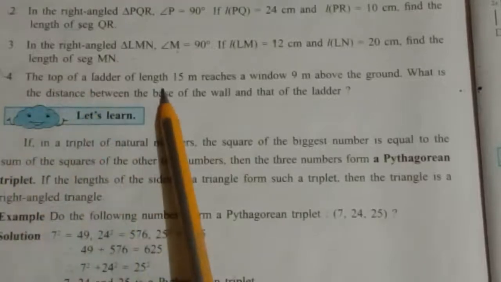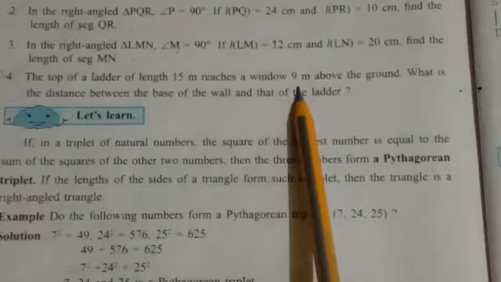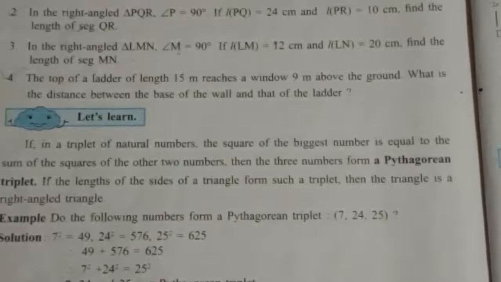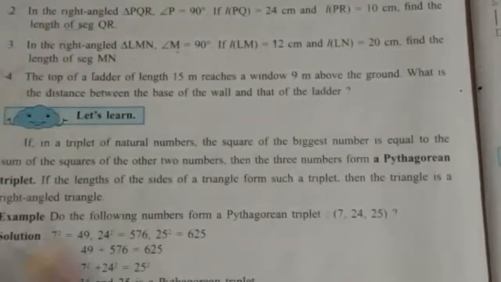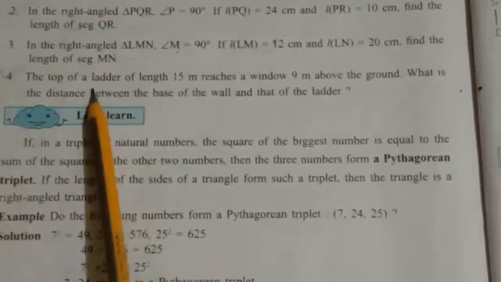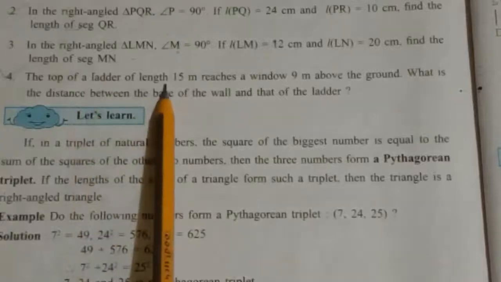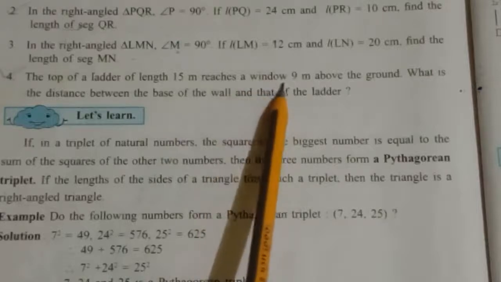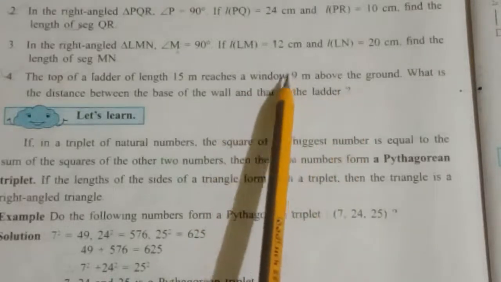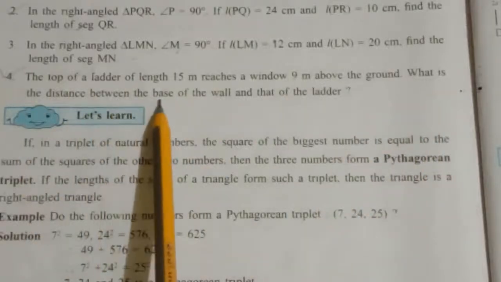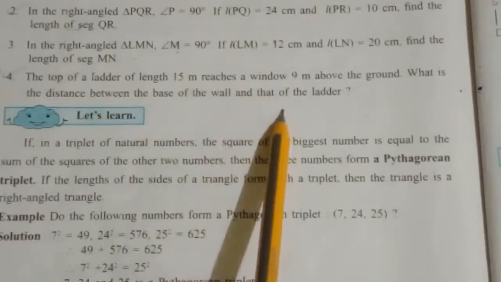The top of a ladder of length 15 meter reaches a window 9 meter above the ground. Here two things are given, that is window and a ladder. From this statement, we understand the length of a ladder. What is the length of the ladder? Yes, it is 15 meter. Reaches a window 9 meter above the ground. Means from the ground to the window, how much is the distance? 9 meter. What is the distance between the base of the wall and that of the ladder?